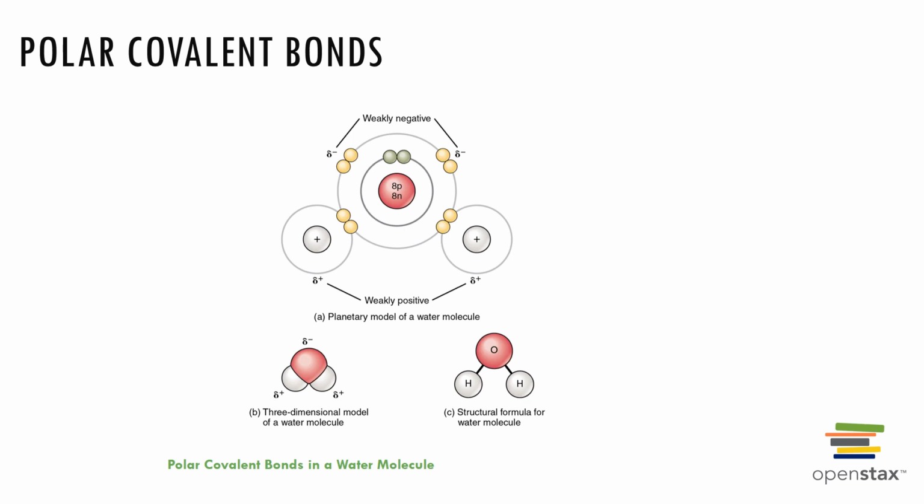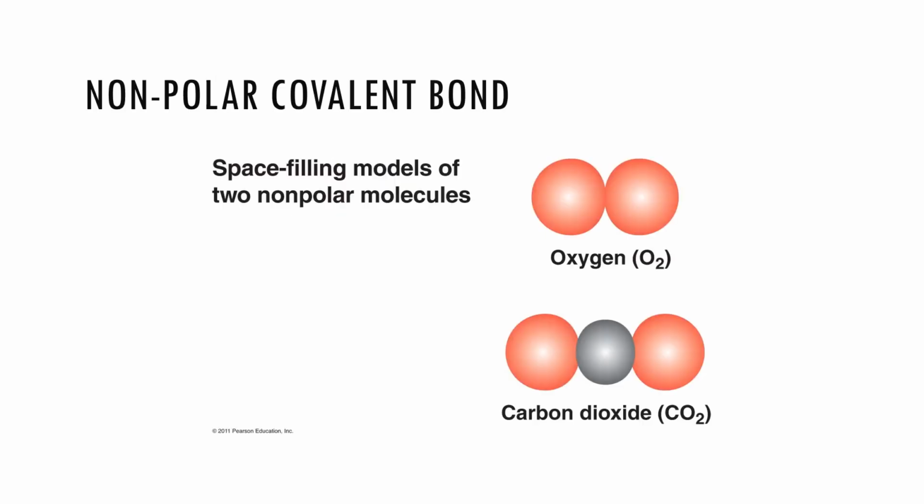So we have, in a polar covalent bond, unequal sharing of electrons. We will generally see a slight negative charge at one end of the molecule and a slight positive charge at the other end of the molecule. In a nonpolar covalent bond, we have equal sharing of the electrons, and the charge is balanced among the atoms. And this is represented here in oxygen and carbon dioxide.